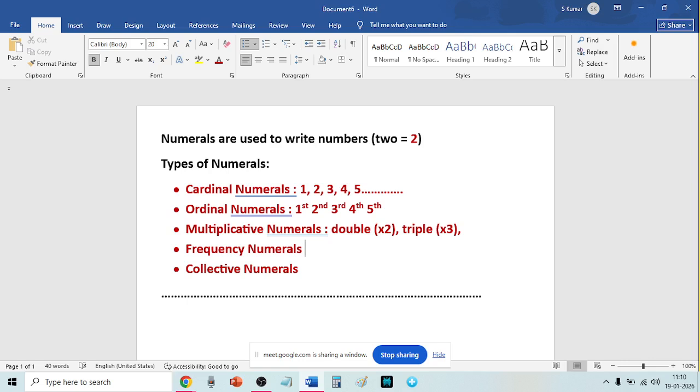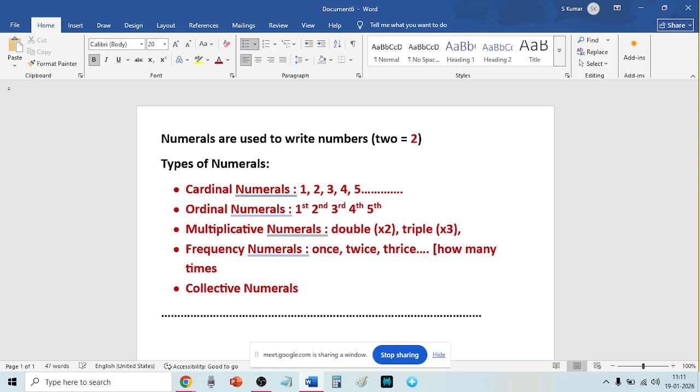Then we have quadruple and other things. For the time being, we deal with only double and triple. Then frequency. Frequency means how many times. Once means 1 time. Twice means 2 times. You do something, you write something 2 times, that's called twice. Thrice means 3 times. So that is frequency. This is how many times.